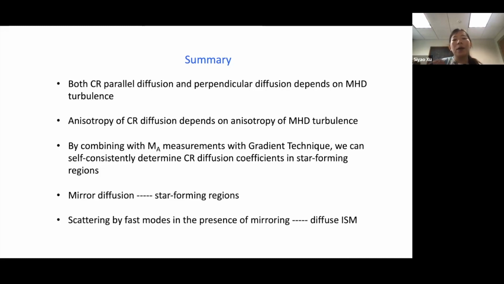So with mirroring considered, we have the scattering by faster modes. This has also been studied for 20 years in the literature, but now we know that the scattering by faster modes should be modified by taking into account the mirroring effects. This can help us solve several theoretical problems and give better agreement with observations. And this can be quite promising for us to understand, for example, the diffuse gamma ray emission in the galaxy.